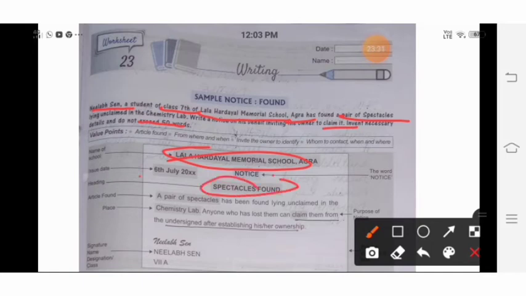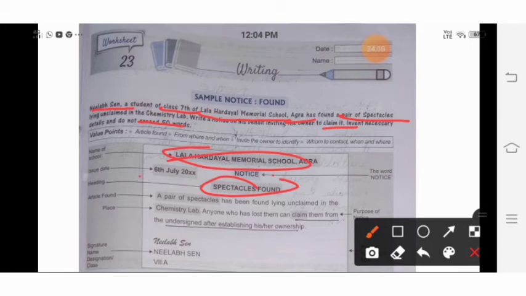Because earlier you have done for the lost, so you wrote lost. Now it is for the found, you simply write found. Spectacles found, raincoat found, right? Bag found, water bottle found. It depends on the item, what you name the item, and after that write down found. Easy? And then I have already told you, first thing, you should underline the things which are already given. If the things are not given, then you can write your name, your class, your designation. It is up to you. If it is not given, if it is given, adhere to that only.